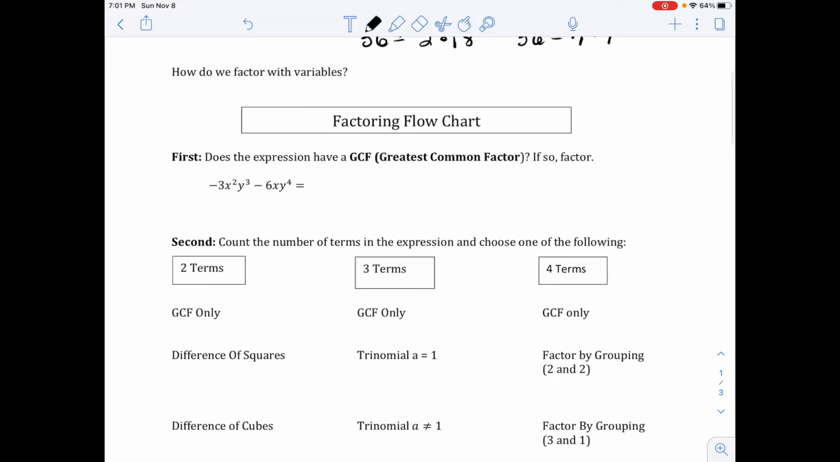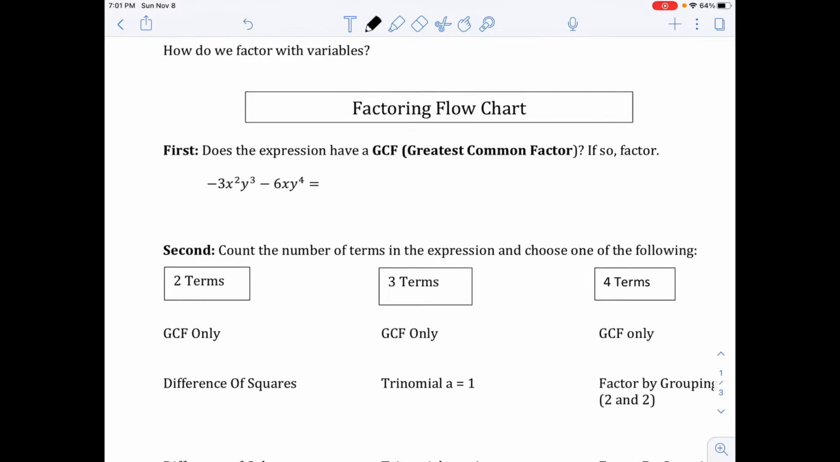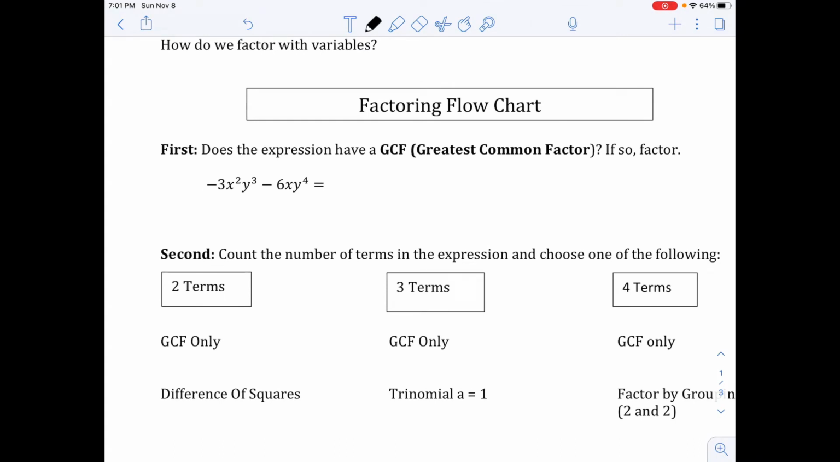So let's look at the first example. Does the expression have a GCF, a greatest common factor? So we'll begin by looking at the numerical part. There's 2 terms here separated by a subtraction. We have a -3, we have a -6. So we know that the factors of 3 are 1 and 3, and the factors of 6 are 1, 2, 3, and 6. And so what do they have in common? They both have a factor of 3. And so the GCF numerical part will have a 3.